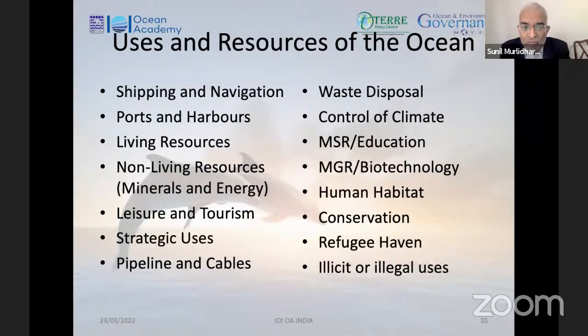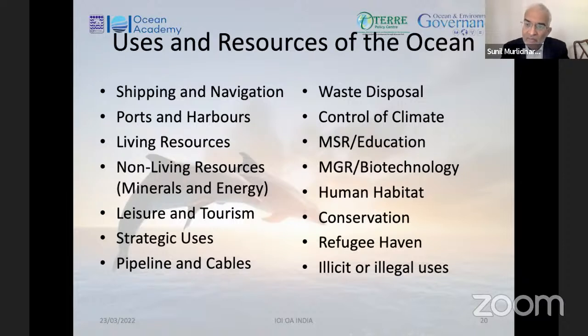But anyway, shipping and navigation, that's the prime use. Some people say that is the first use of the ocean. Some people might argue with it; they might say fishing might be the first use or resource of the ocean that has been exploited. But let's leave the debate aside. Shipping and navigation is a very important aspect of marine use and marine resource, because 95% of all the trade in the world is carried by sea, and 98% of all our electronic communication is carried by submarine cables, and so on and so forth. So shipping and navigation is a hugely important subject as far as uses and resources of the sea are concerned.